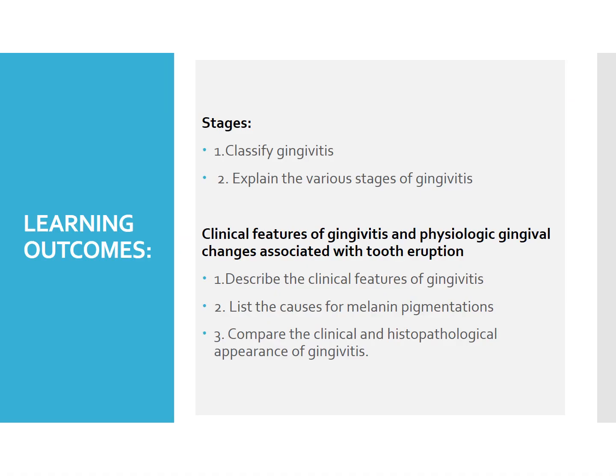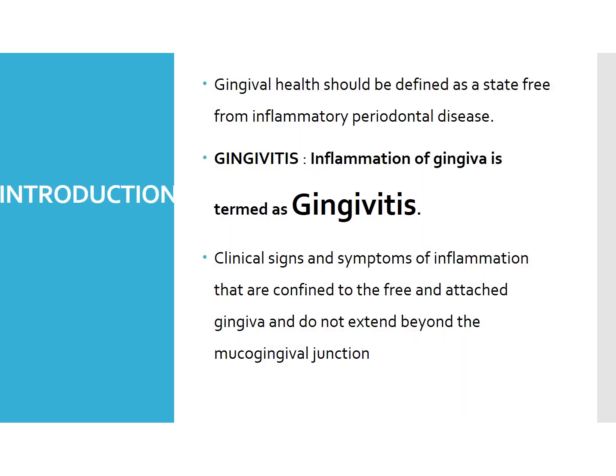Learning outcomes are: classify gingivitis, explain the various stages of gingivitis, describe the clinical features of gingivitis, list the causes for melanin pigmentations, and compare the clinical and histopathological appearance of gingivitis.